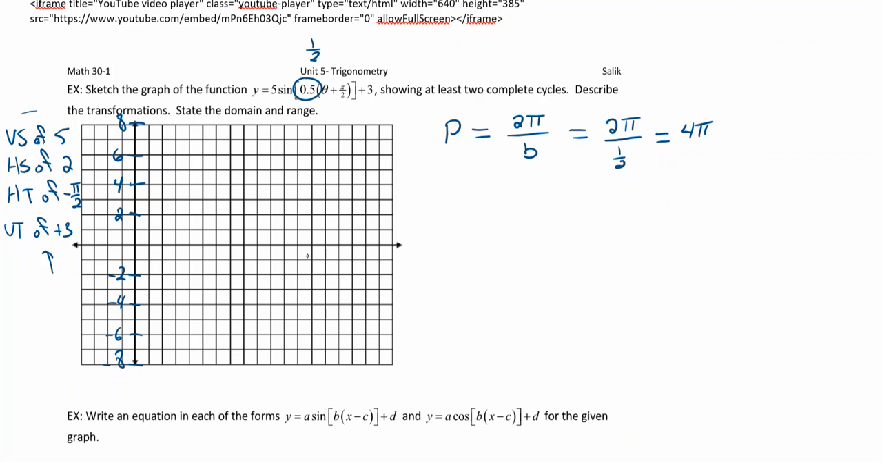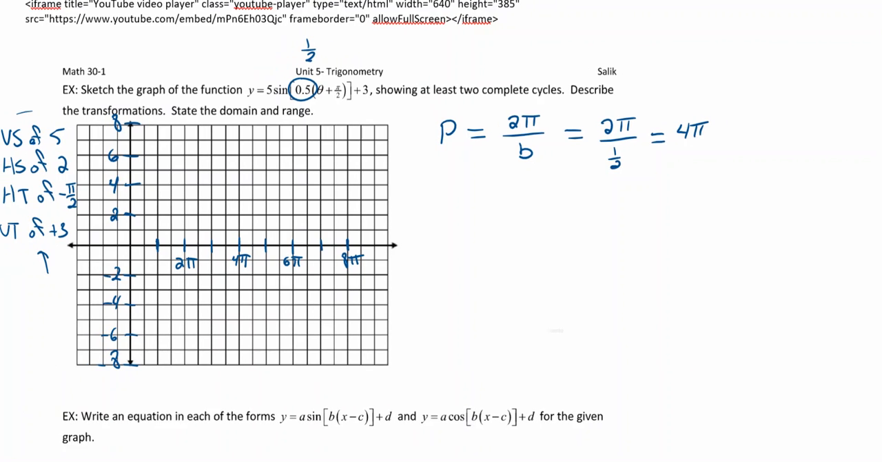So I know I need to go at least to 4 pi, but actually it says showing at least 2 cycles, right? So it wants like 2 times that. So we need to go up to 8 pi. Okay, so we'll just make our scale so we go all the way up to 8 pi. So I think this will work out if we just make every 2 boxes be pi, right? So that'd be pi. So 1, 2, 3, 7, and then 8. All right, so just to make it not so crowded, I'll only label 2 pi and then 4 pi, and then 6 pi and then 8 pi. All right, so our labels are good.